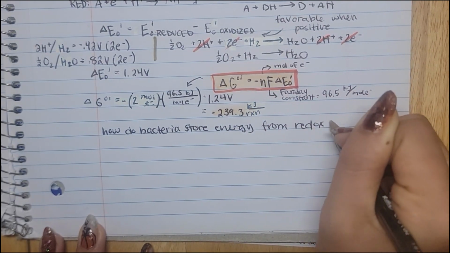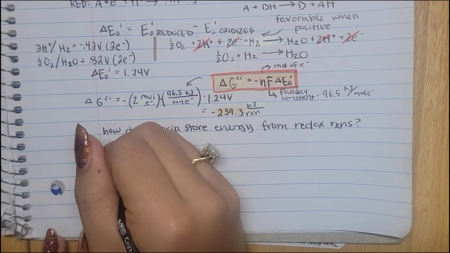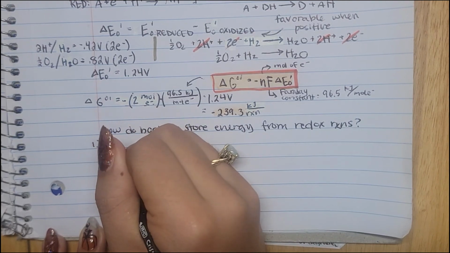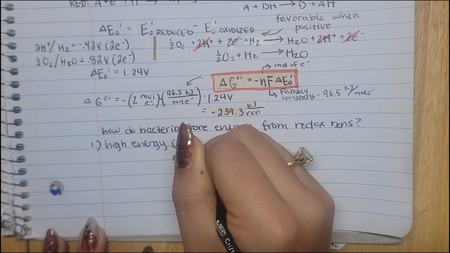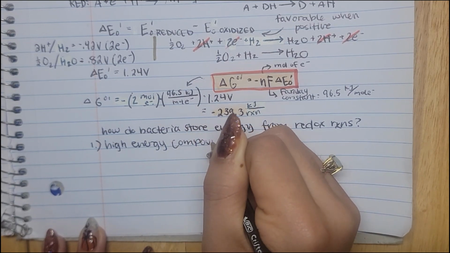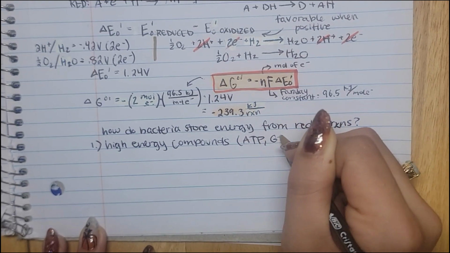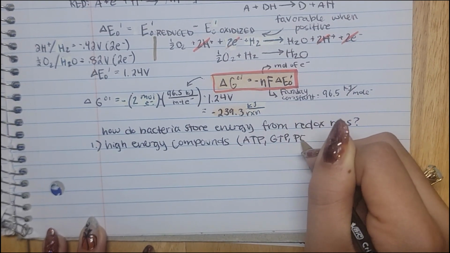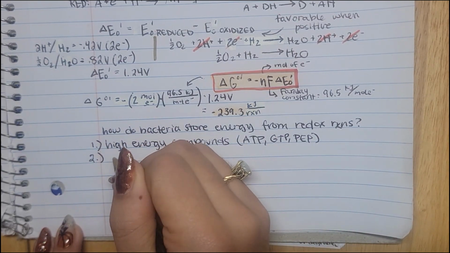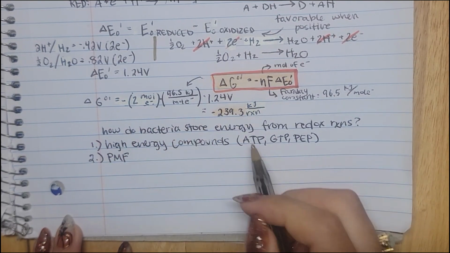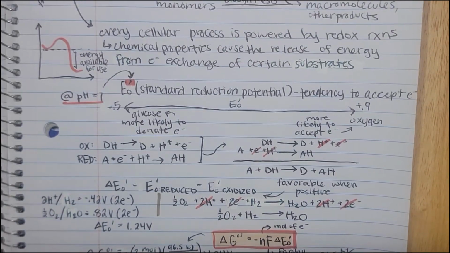Well, we should be pretty familiar with these reactions and methods. One is ATP, a high energy compound. Think ATP, GTP and PEP, those are all things that we've used already that we know have energy. So it makes sense that these are ways we store energy. And then another one is the proton motive force, which can be used to make these high energy compounds. Okay, so we can store this energy.